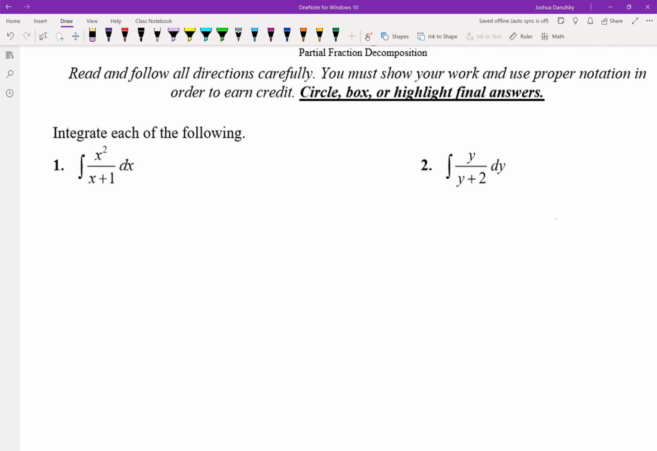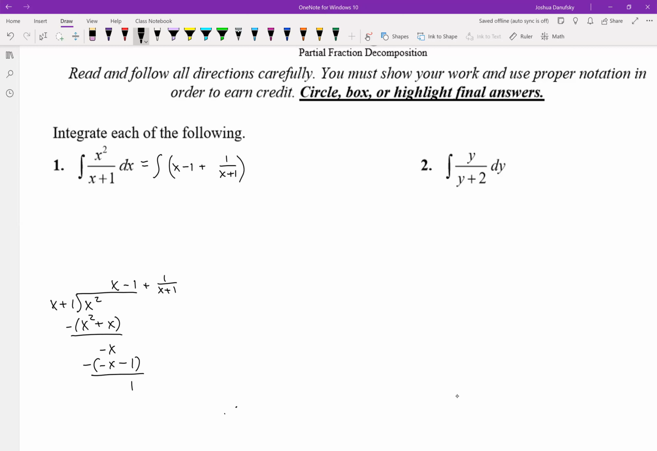The integral of x squared divided by x plus 1. We're going to rewrite that rational expression using long division. So we're going to integrate x minus 1 plus 1 over x plus 1 dx.